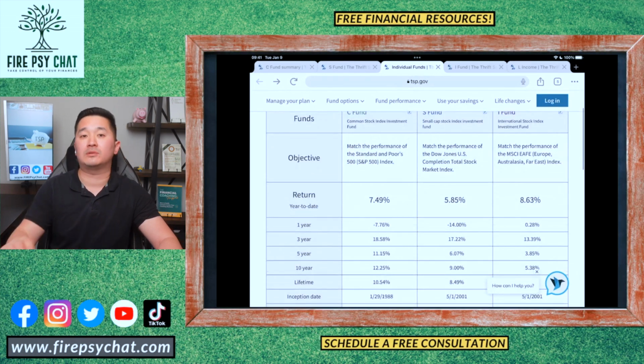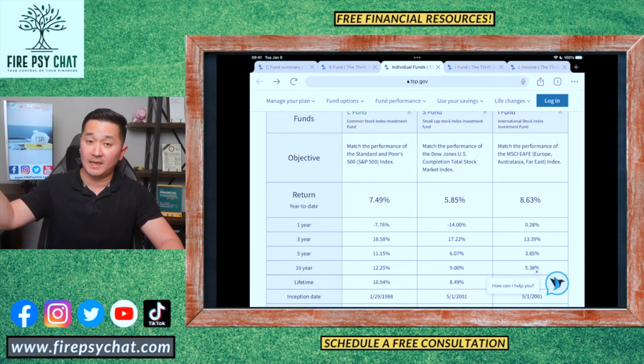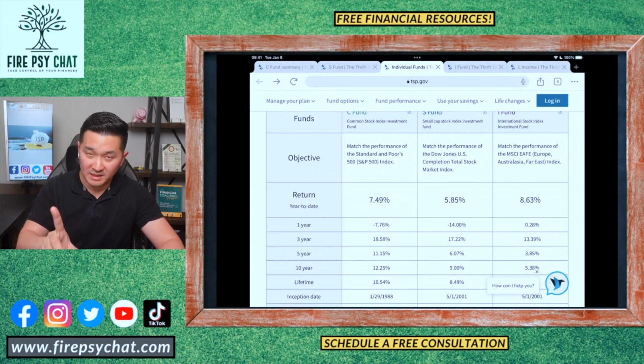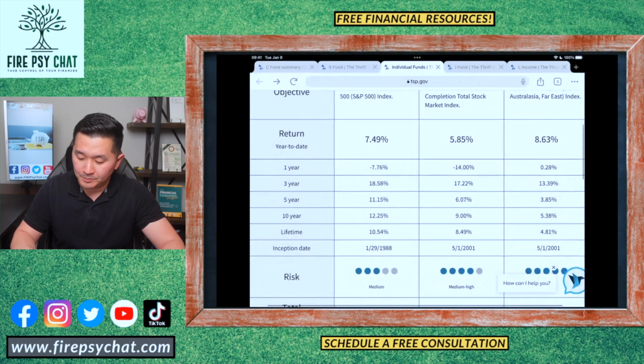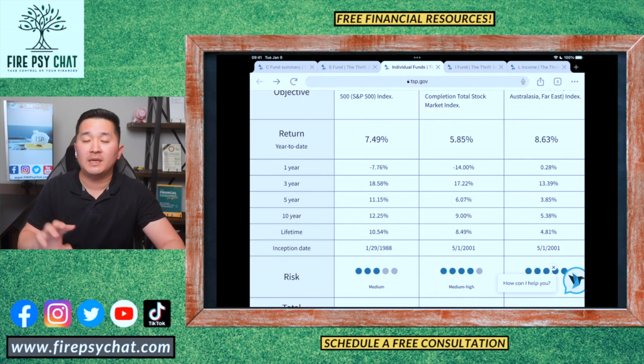So let's compare these three. Does the S fund have more upside than the C fund? Potentially. However, this is a big however. If you look at the last 10-year performance of the S fund, it's about 9.8% annualized return, as opposed to 12% with the C fund or the S&P 500.